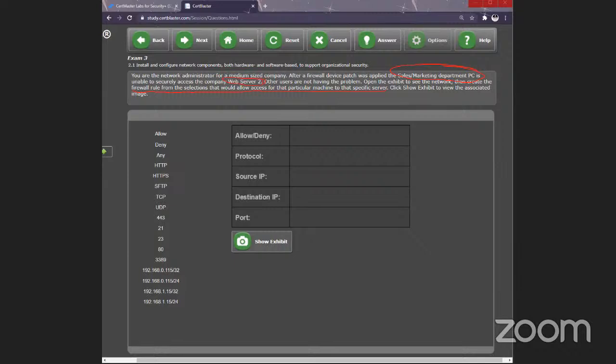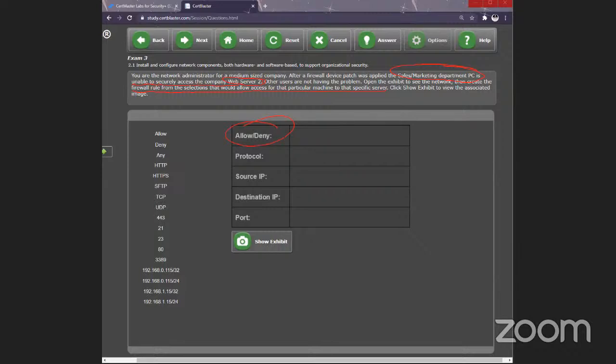Okay. And what is the issue here? They're unable to securely access the company's web server. So we have to create a rule that is going to allow access to the company's web server for you. So before we open the exhibit, are we going to allow or deny? Right, we're going to allow. Good job, Joe.